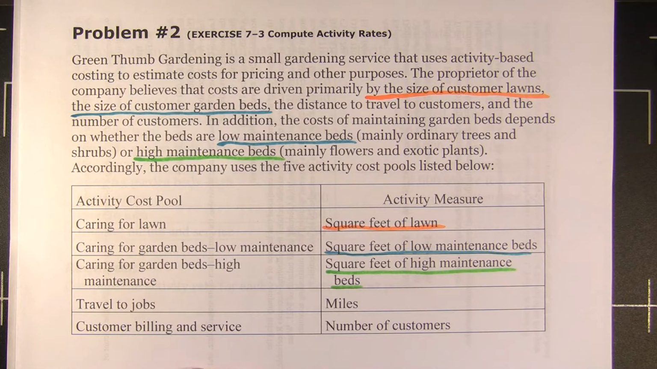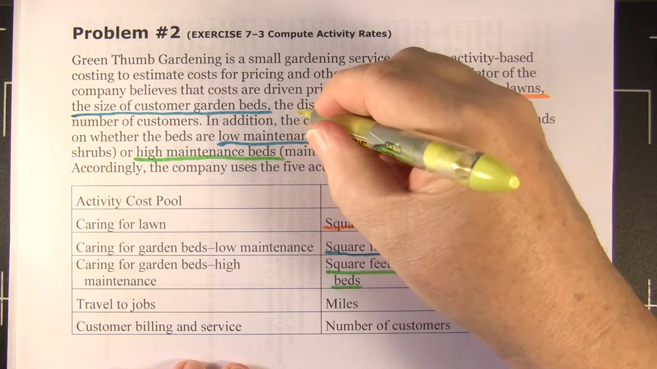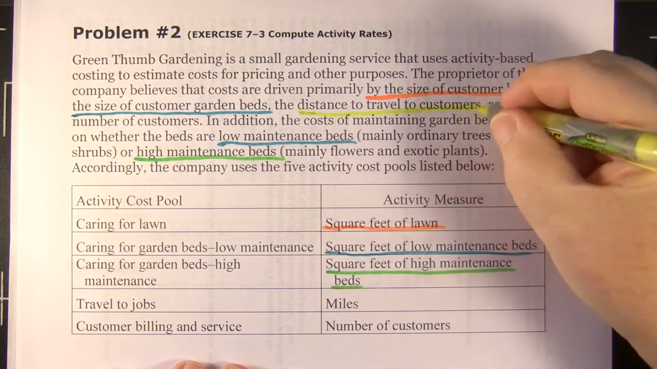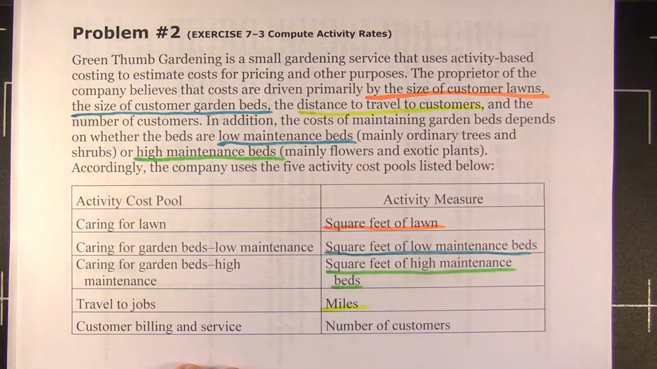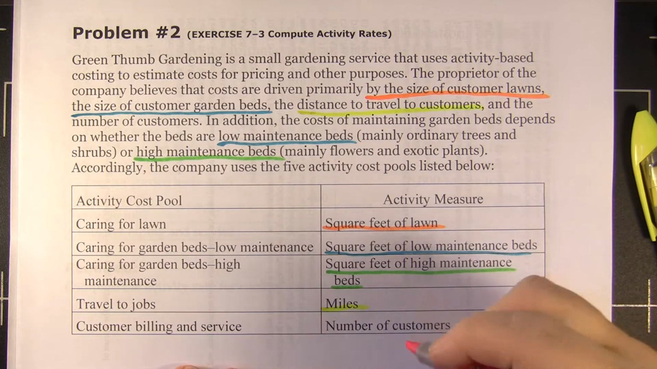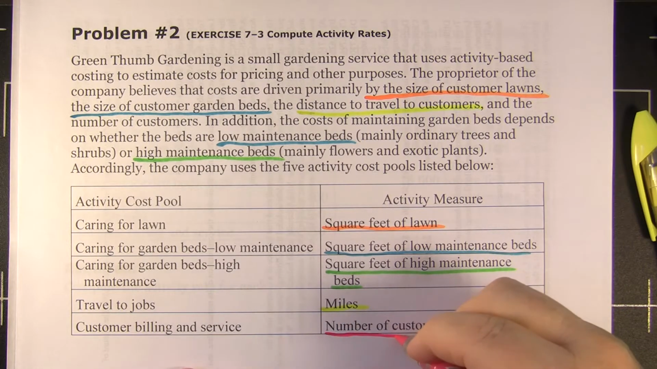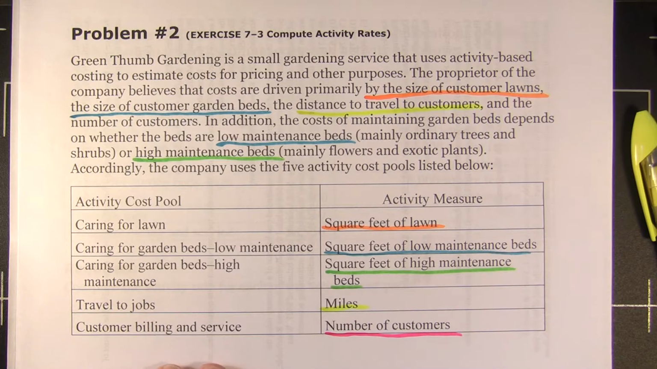Anyhow, they also go on to say that the distance to travel, so that's miles, and basically the number of customers. So billing and that sort of thing goes to the number of customers.